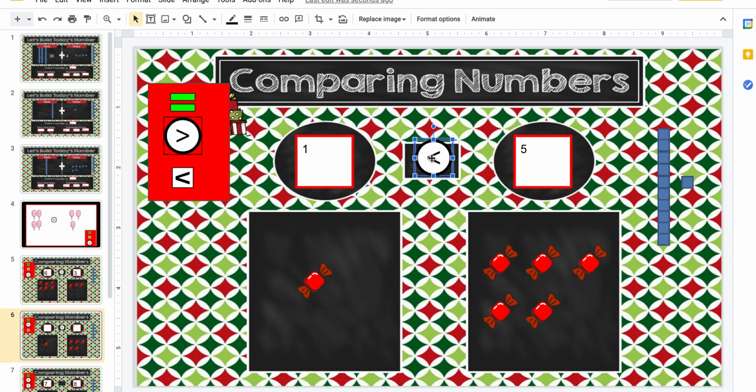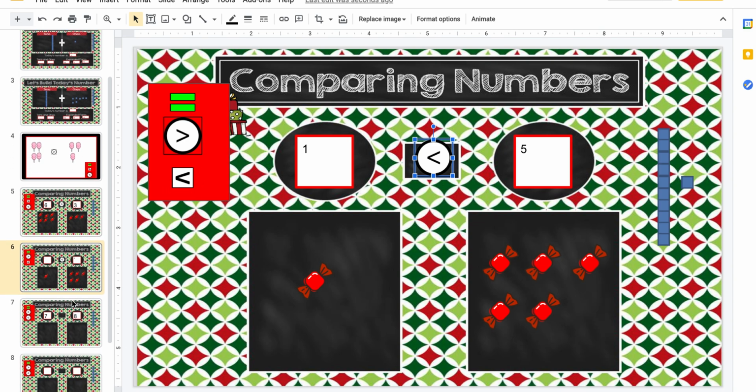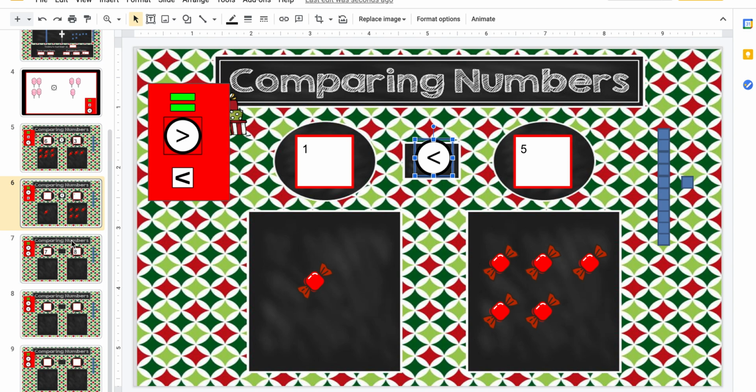Now remember, if the mouth is open towards the other number, the second number, then it's the less than symbol. So this is greater than, less than. Let's try that one more way.